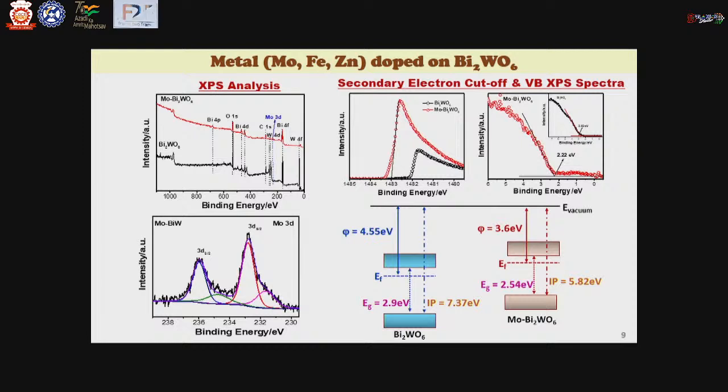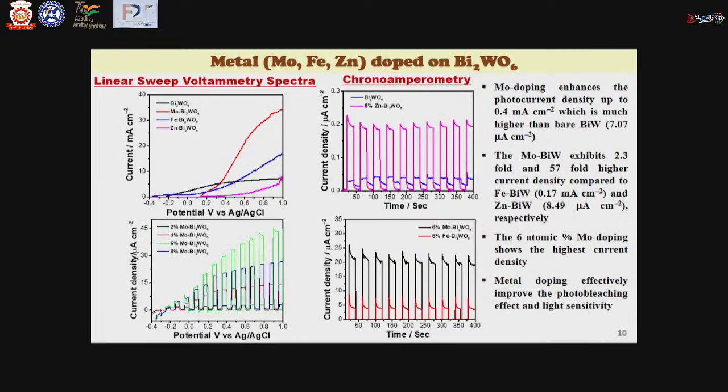and we also calculated the ionization potential as well as the work function energy, and clearly the work function energy after doping has been reduced as compared to bare bismuth tungsten oxide. That means doping not only effectively reduces the band gap but also enhances the catalytic activity, and as expected we got the highest result for molybdenum doping.